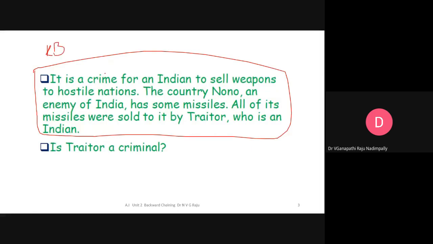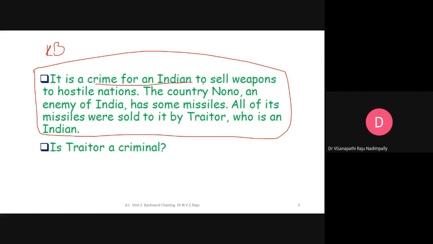Earlier I had an American kind of thing. Now today we are incorporating Indian. It is a crime for an Indian. Please observe carefully, because if you want to understand backward chaining, understanding the problem is very, very important for us.